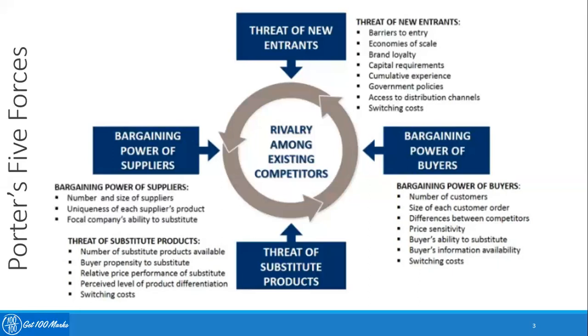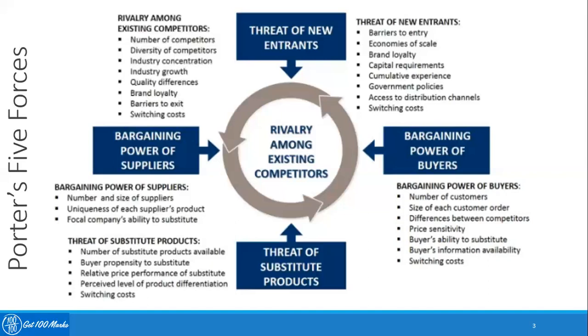Similarly, now the bargaining power of suppliers, which is exactly the opposite of what we saw with the bargaining power of buyers. The factors affecting the power of suppliers are the number and size of suppliers, uniqueness of each supplier's product, and the focal company's ability to substitute. Suppose a product which is being supplied by a supplier is very unique and cannot be substituted, then the supplier will have the upper hand. So that is how we need to calculate the bargaining power of the suppliers.